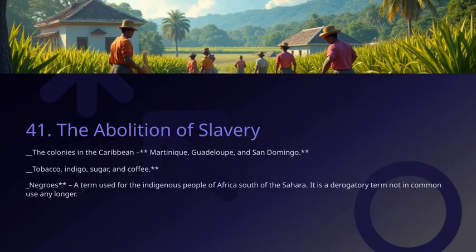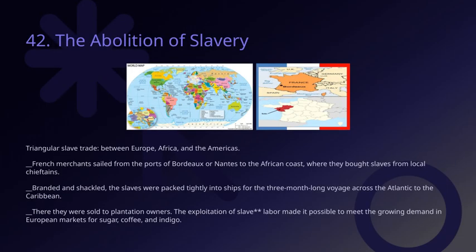of exploitation. Let's take a closer look at the triangular slave trade, which connected Europe, Africa, and the Americas in a brutal cycle. French merchants, for example, would set out from ports like Bordeaux or Nantes and sail to the African coast. There, they would typically buy slaves directly from local chieftains, often through complex negotiations and exchanges. Once they had their captives, these individuals were branded and shackled, then packed tightly into ships for the harrowing 3-month voyage across the Atlantic. This journey was incredibly harsh and inhumane.